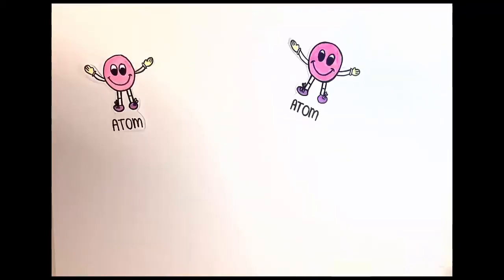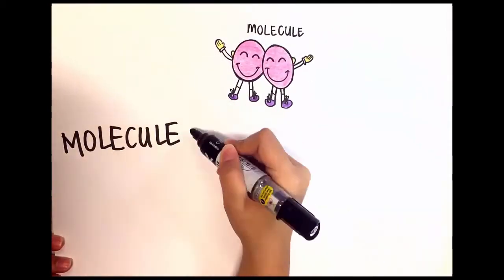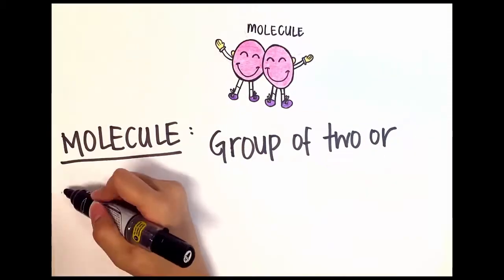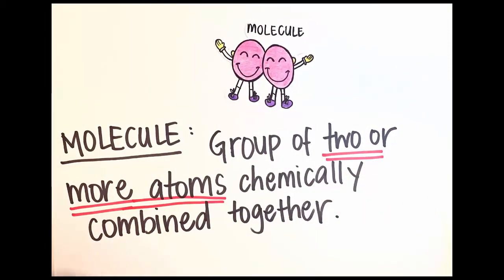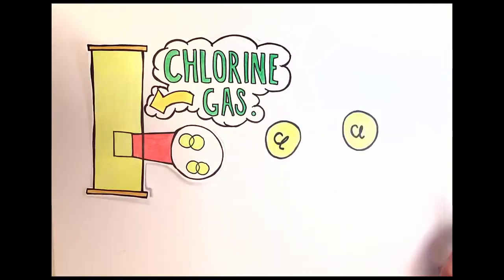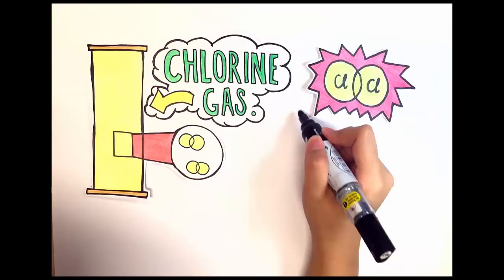When an atom combines with other atoms, they form molecules. A molecule is a group of 2 or more atoms chemically combined together. Let's take a look at chlorine gas. Chlorine gas contains many molecules of 2 chlorine atoms that are chemically combined together.